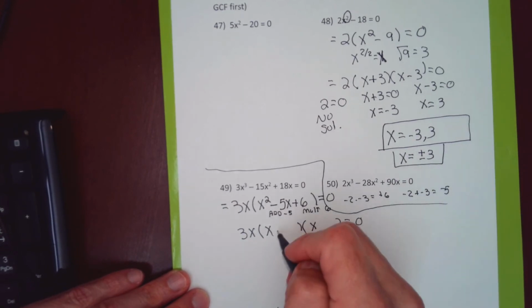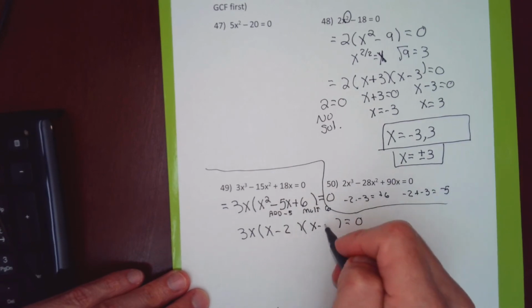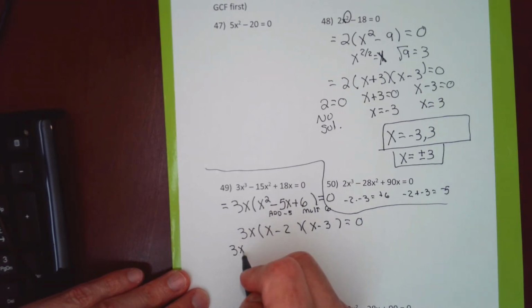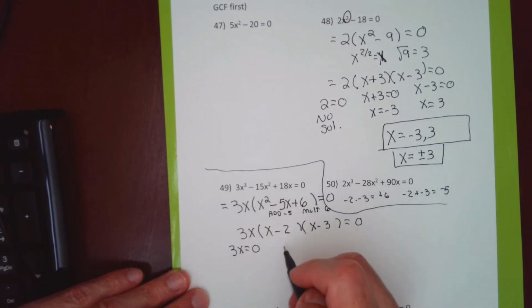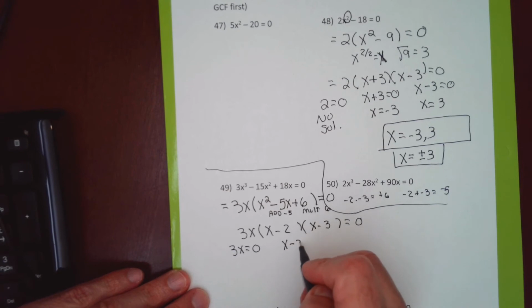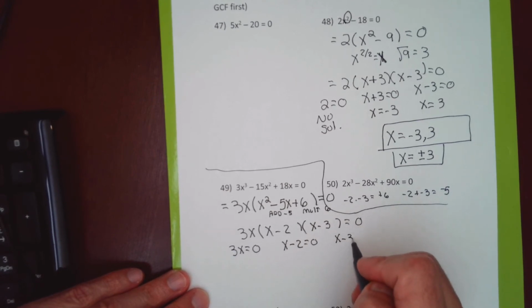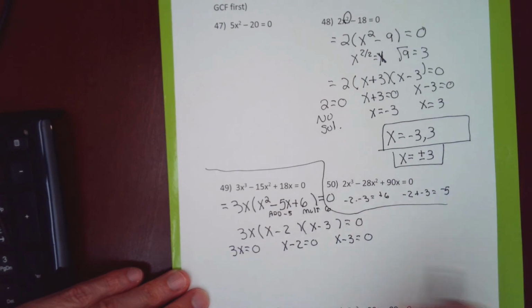So one of my parentheses is going to get a negative 2. The other is going to get a negative 3. I have it completely factored. I'll set each of the factors equal to 0. First one is a common factor with an x. It gives a solution of 0. Hopefully you can figure out the solutions from the next 2 factors just by inspection without doing the algebra.